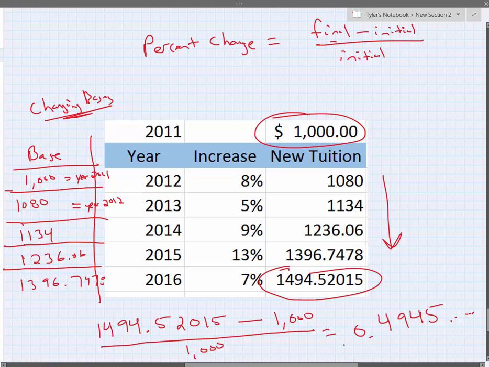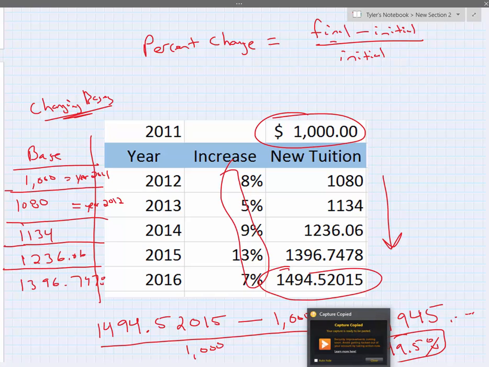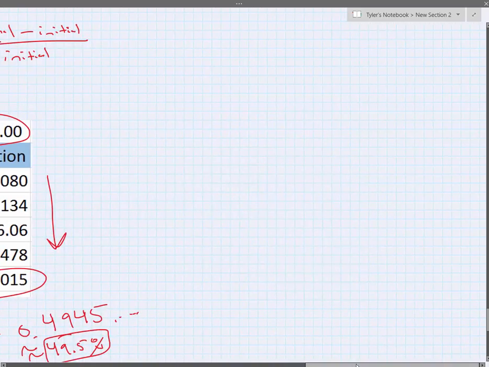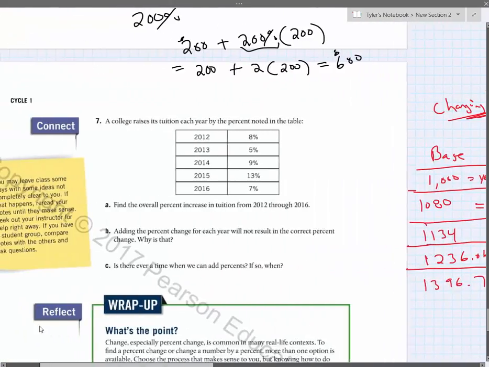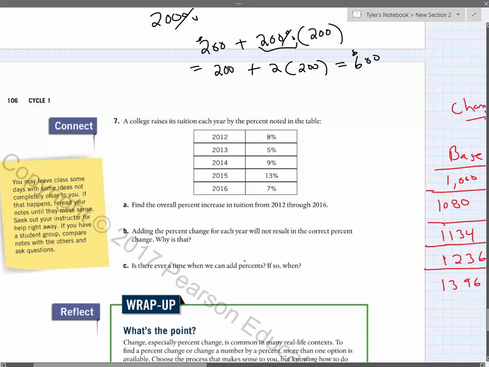So the question asks for percent, though. So if we round this to a percent, this is approximately 49.5%. And notice if we add all these up, you don't get 49.5. If you add these up really quick, you get 42. So that's a difference. So here we would just have approximately 49.5%.